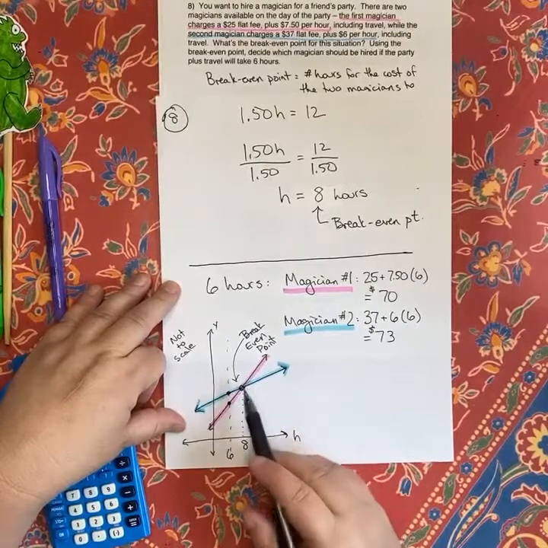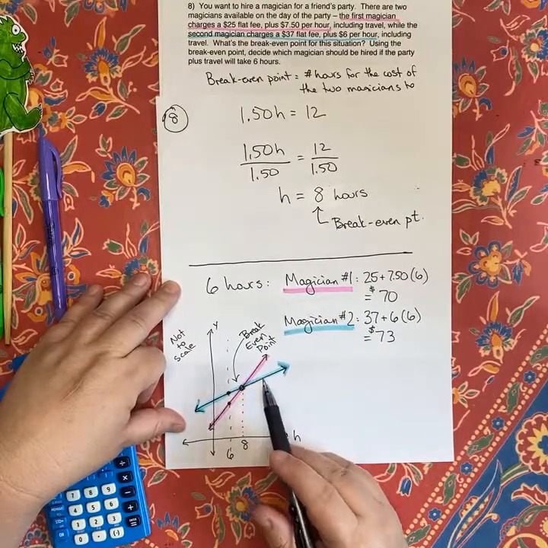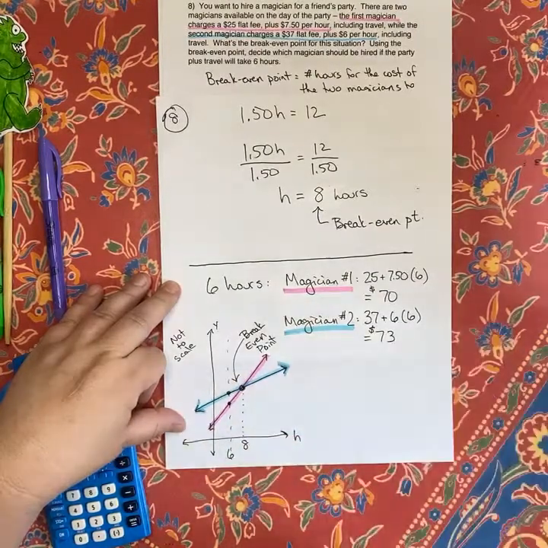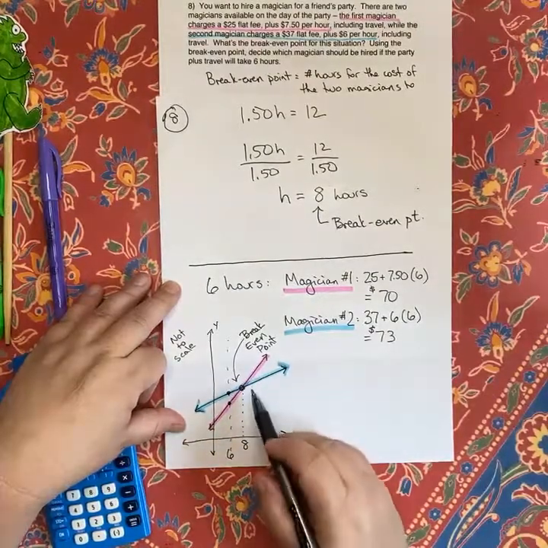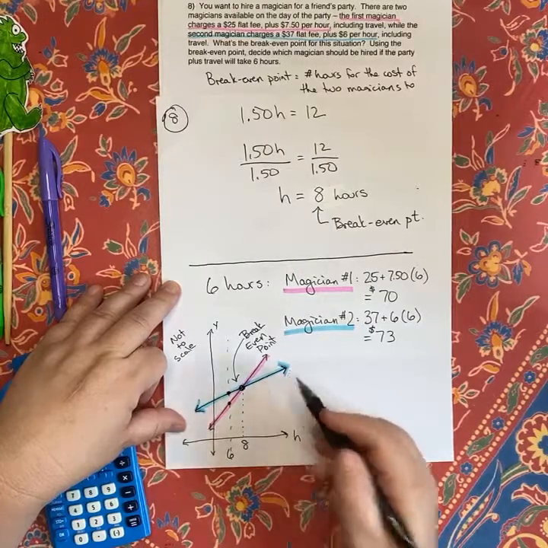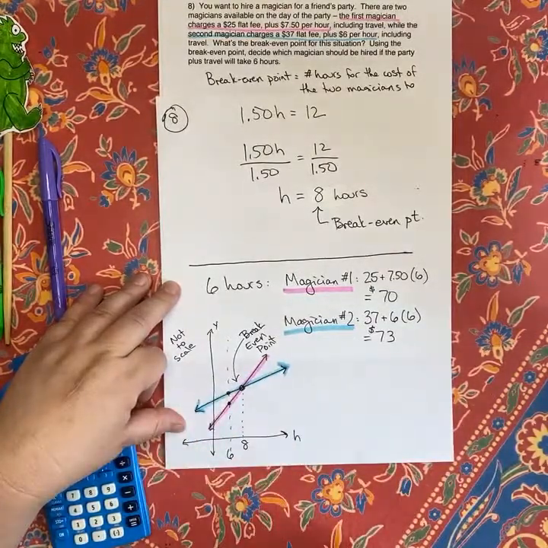See that? Notice after the break-even point, what happens? They switch directions. Now the blue magician is less expensive. So if I said, what about 10 hours? At 10 hours, I'd go with the blue magician. I don't know why you'd want a magician for 10 hours or 12 hours, but if it was more than 8 hours, go with magician number 2. Fewer than 8 hours, go with magician number 1.